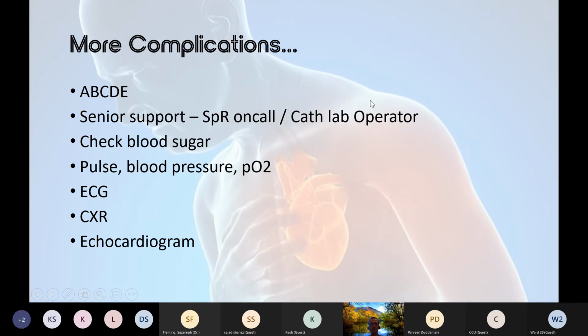And you can do simple things quickly, but if that patient is really looking poorly, they could have tamponade, and if you wait 10 minutes to see if they're going to look better, then it might be too late. So don't hang around. Get the cath lab person to do it or the SBR on call to support you.